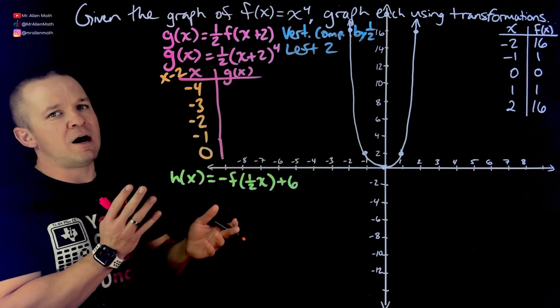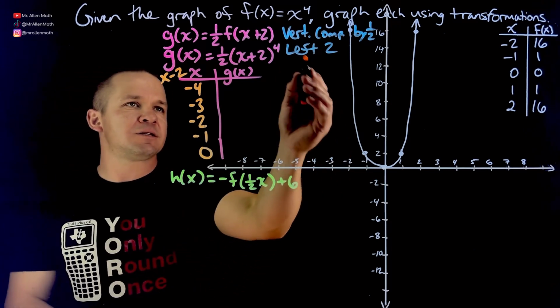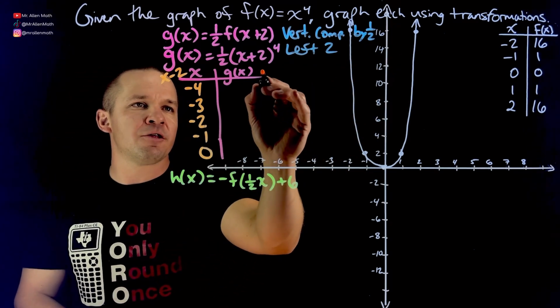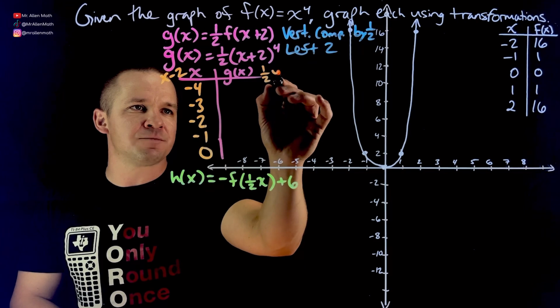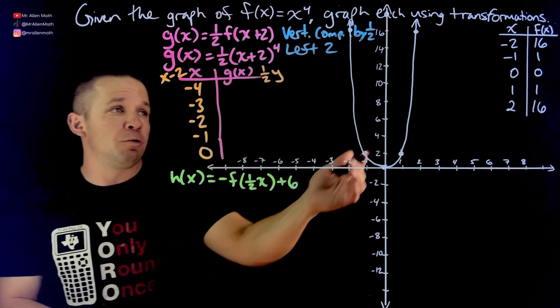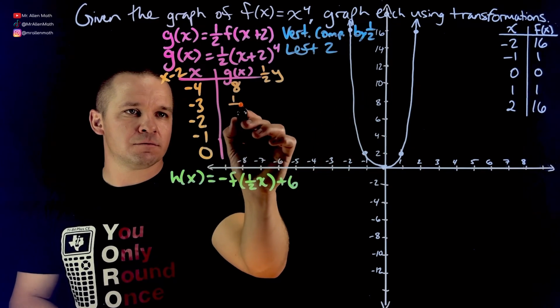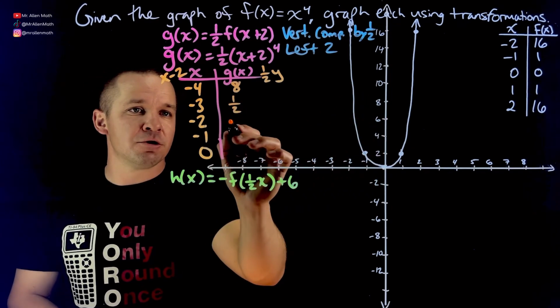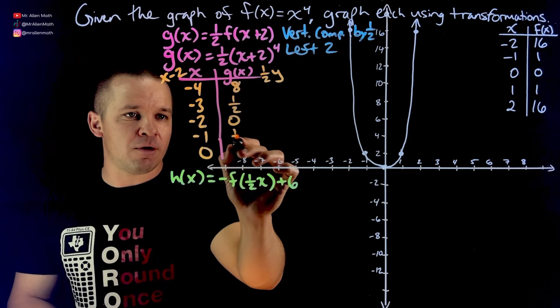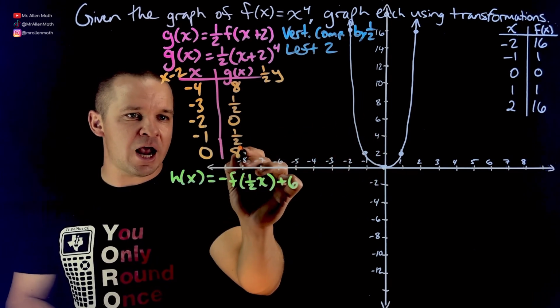But how about my y values, my output? Well, that's a vertical compression by 1/2. In other words, I'm multiplying all my y values by 1/2. So what's 16 times 1/2? It's 8. What's 1 times 1/2? 1/2, or 0.5. 0 times 1/2 is 0. Then I got 1/2. And then I have 8 once again.